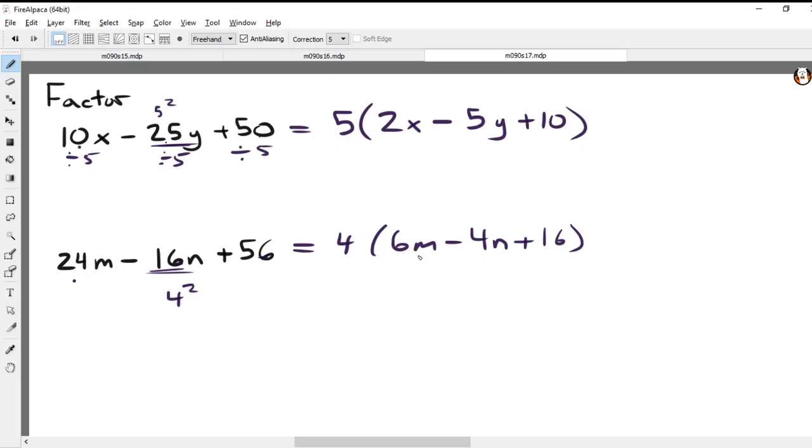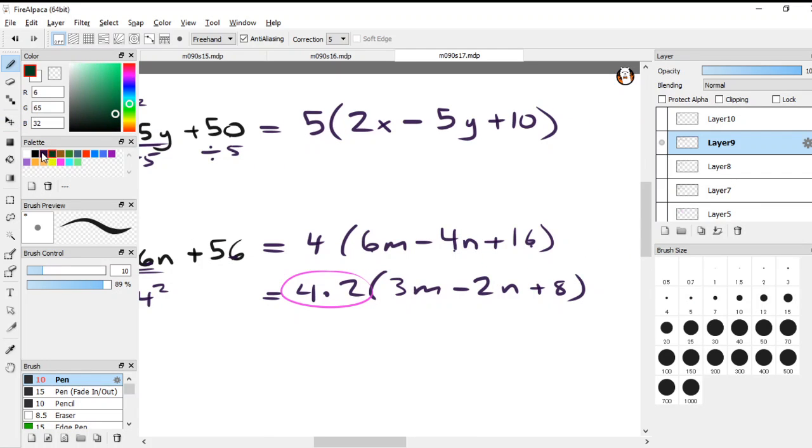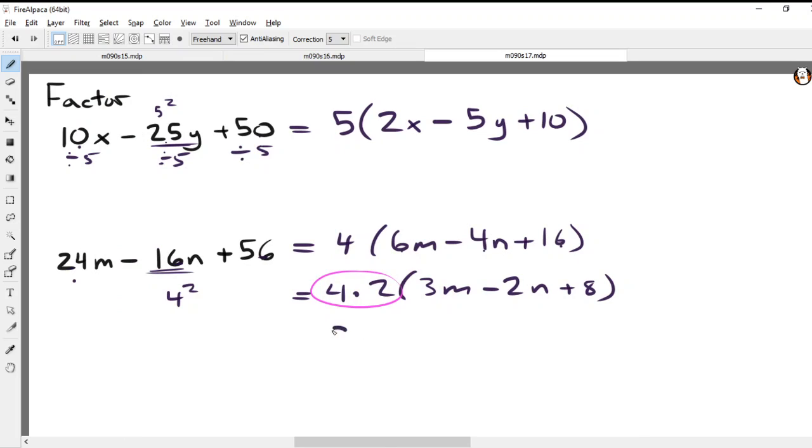Oh yeah, look at that. These are all even. I could have factored another factor of 2 out of this. That's going to be 4 times, let's factor that 2 out, 3m minus 2n plus 8. Okay. What about this stuff out in front? What do I do with that? I'm actually going to multiply it out. I'm going to do 4 times 2 and get 8. That'll be 8 times 3m minus 2n plus 8.